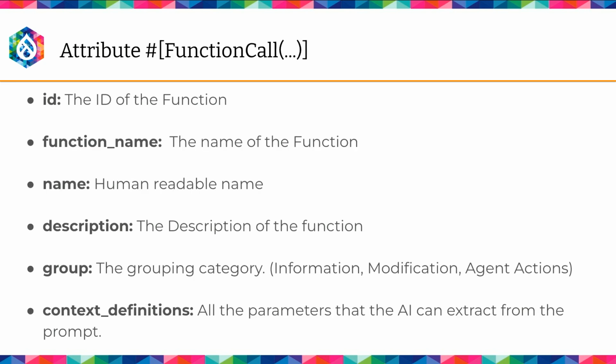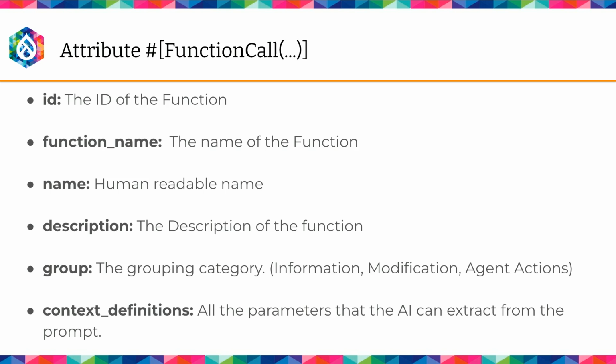It has the attribute at the beginning, so we give it an ID, a function name, a name, and the description. The description will be read by the agent to understand what this tool does. And then we have the group. Basically, we can categorize it, so it can be information, modification, or an agent action.